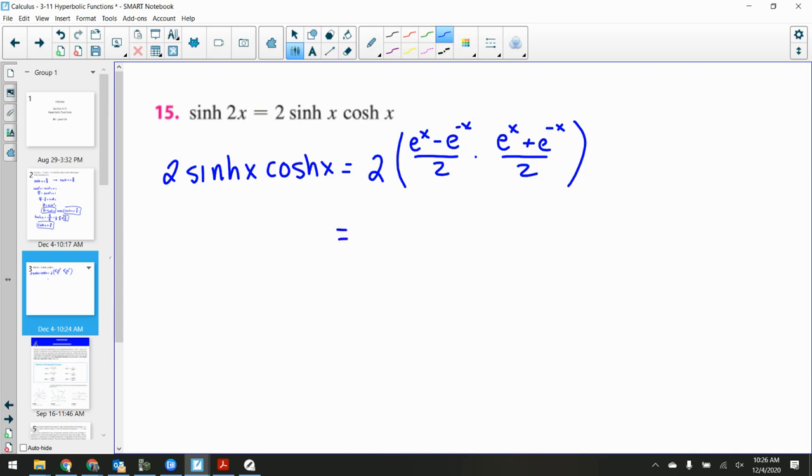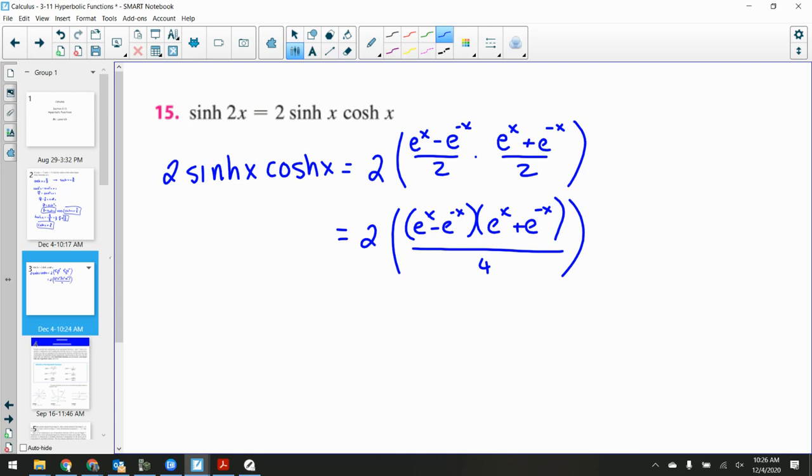Okay, well, if that's multiplication, I have 2 quantity e to the x minus e to the negative x, e to the x plus e to the negative x, all over 4. Where does the cosine come from on the left side? I am just working with the left side. I'm starting off on the right side. I'm using the right side to try to make it look like this. We're going at it from the opposite direction.